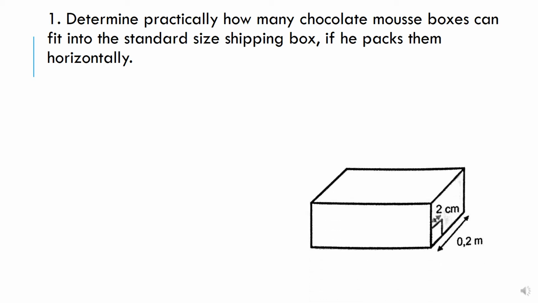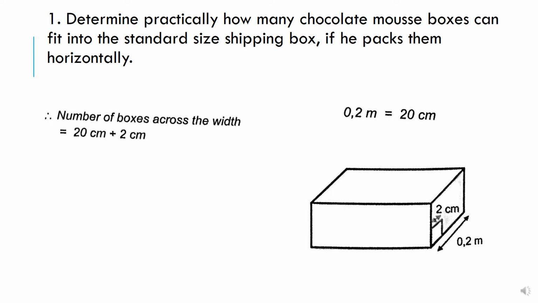Now, how many of these mousse boxes can we fit along the breadth of the shipping box? Again, just make sure that the units are the same, so we convert meters to centimeters. We do this by multiplying with 100. Remember, that's the conversion factor because there's 100 centimeters in a meter. So how many can we fit in here? It's 20 centimeters divided by 2, and we can fit exactly 10 boxes along the breadth of that box over there.